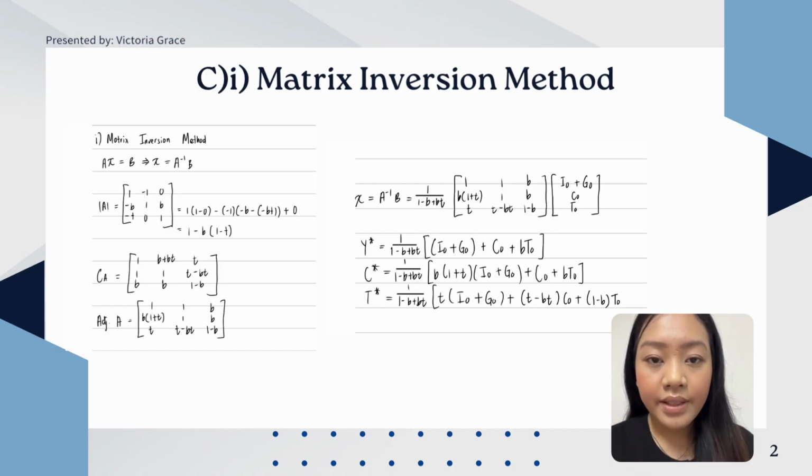For my part, I will explain how to solve this system of equations using the matrix inversion method. First, we write the system in matrix form as AX equals B. To solve for X, we multiply both sides by the inverse of matrix A. This gives us X equals A inverse times B.